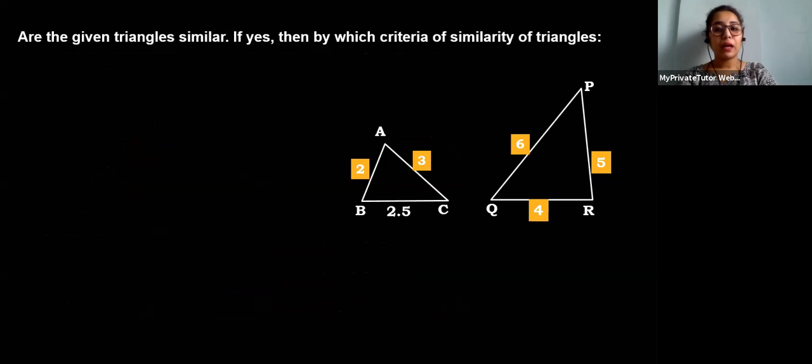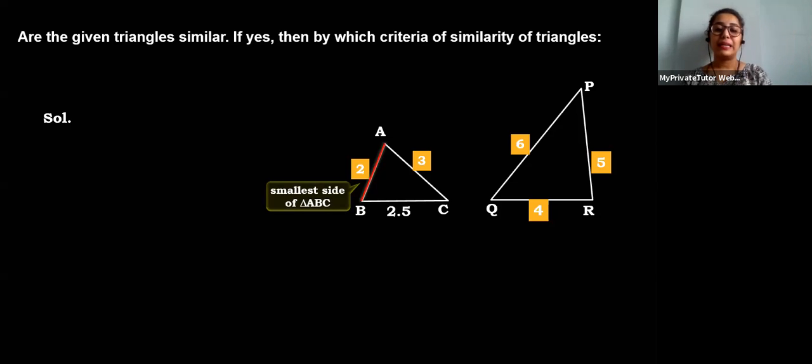Now here we don't have any angle in this part. That means this is going to be quite a tricky thing for us to solve. In this part, what you have is triangle ABC, where side AB is 2, side BC is 2.5, side AC is 3, and PQ is 6, QR is 4, and PR is 5. So let's look at the solution of this question. Are they similar or not?